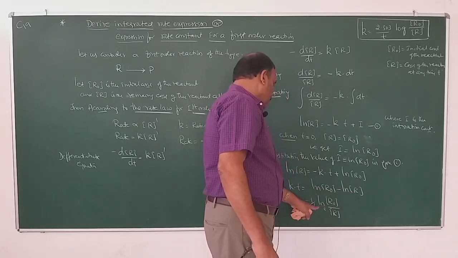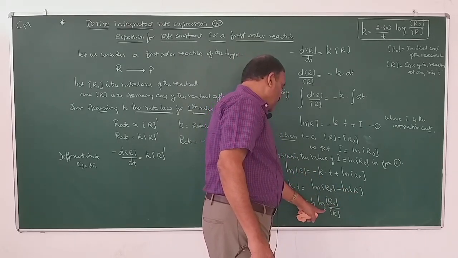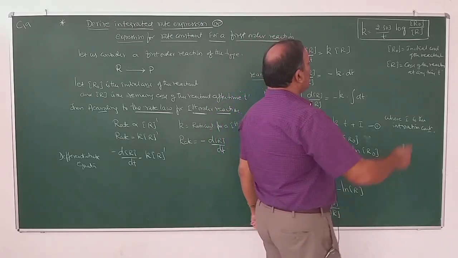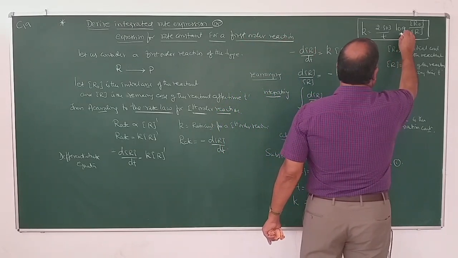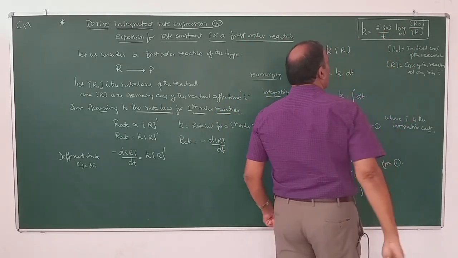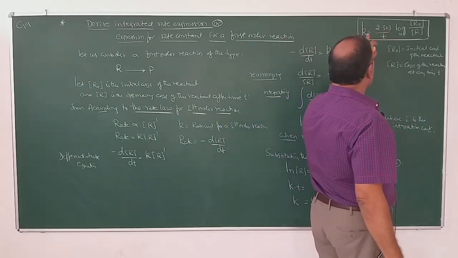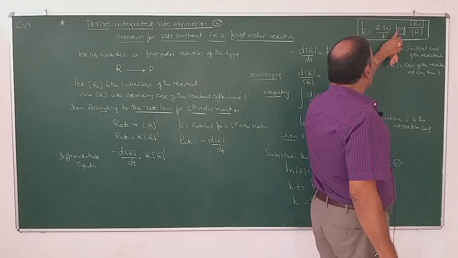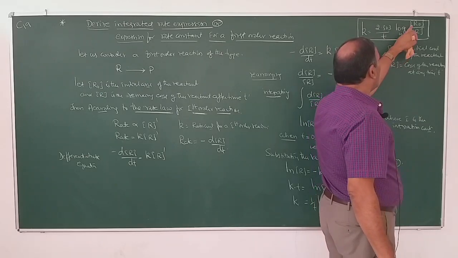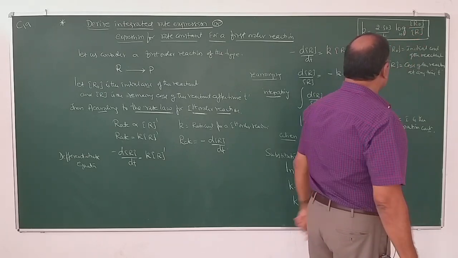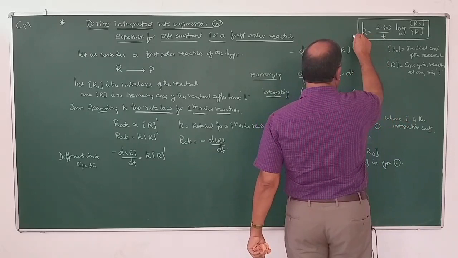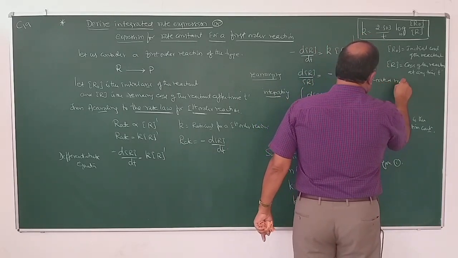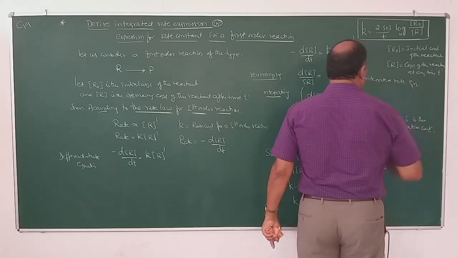K is equal to 1 over T log to the base e of R0 by R in this one. To convert it into the base 10 log, it should be multiplied with 2.303. Therefore K equals 2.303 by T log to the base 10 of R0 by R. So this equation is the integrated rate equation.